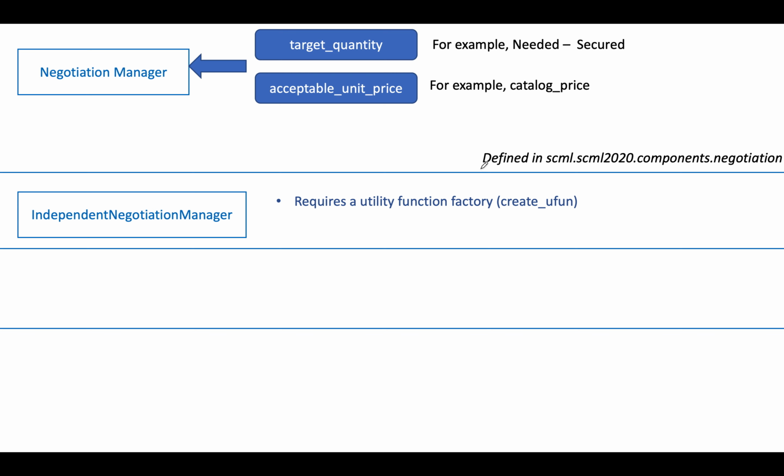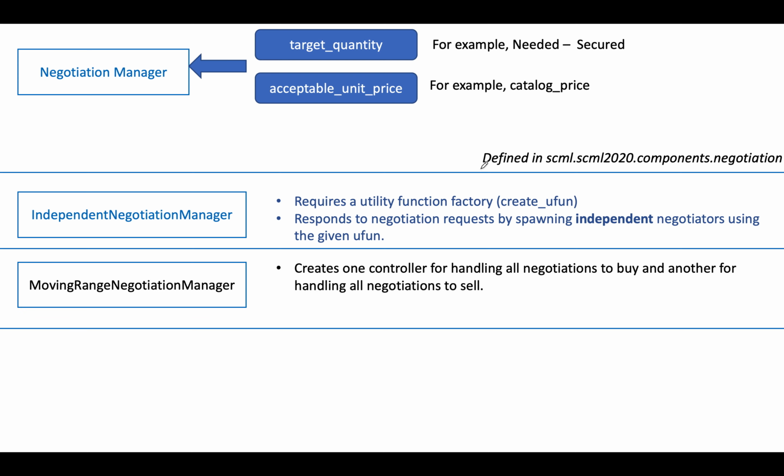The independent negotiation manager asks you to also define a utility function, and then it uses this utility function for negotiation among independent negotiators. So these negotiators do not take into account that other negotiators exist in the system. You can see that that can lead easily to more contracts than you need.